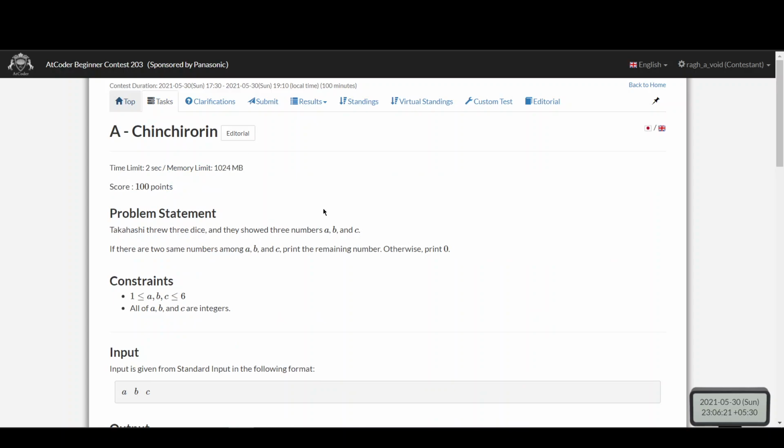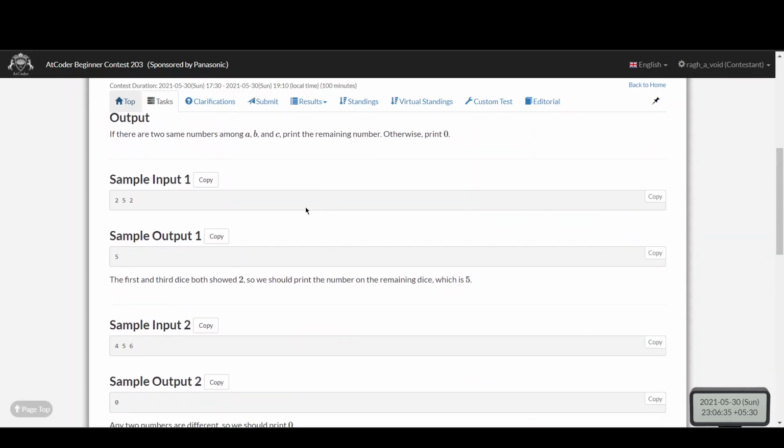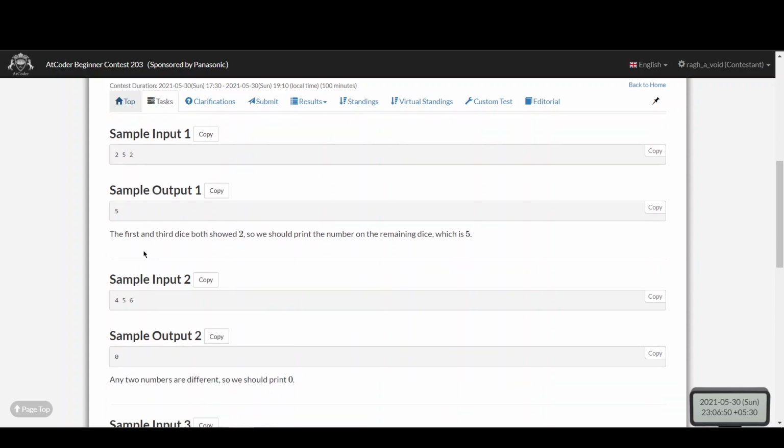So the first problem is that Takashi threw 3 dice and they showed 3 numbers A, B and C. If there are two same numbers among A, B and C, print the remaining number, otherwise print 0. So we can see the test cases. The very first test case shows that the numbers A, B and C are 2, 5 and 2 respectively. We can clearly see that 2 and 2 here are the same, that is A and C are the same. So we would print 5.